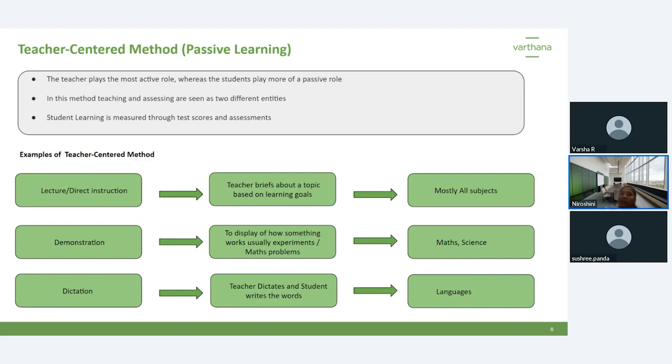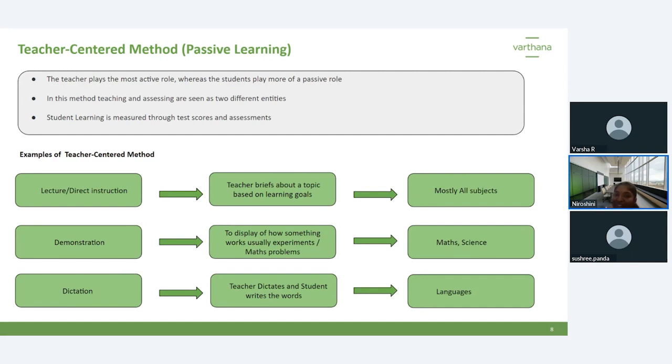The next important example of teacher-centered method is the demonstration method. This method is also widely used in the classroom, especially in our science and mathematics classes, where we demonstrate how to do experiments, where we display what they are supposed to do and how they are supposed to do it. Being passive listeners, they observe what is happening and then they do their work.